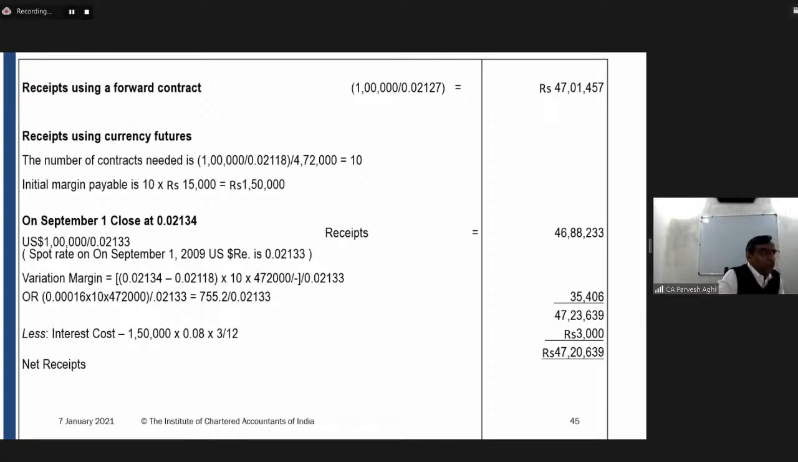Then the profit on the margin on this trade in the stock exchange, which has been referred to as variation margin, is the difference between the two rates, 0.02134 minus 0.02118, multiplied by 10 contracts, multiplied by the total rupee value of the contract, and divided by the spot rate. He will get his profits at the end of the 3 months at the rate prevailing in the spot market. So he will get 35,406. Then we took the interest cost, which is 3,000, at 8% for 3 months, and the net receipts will be 47 lakh 20,000. So this is also the answer we got.